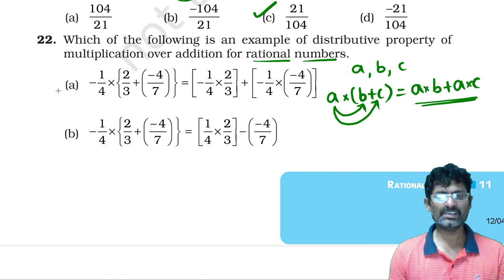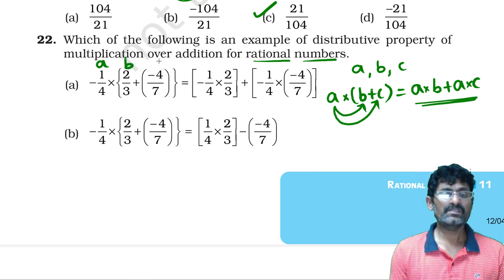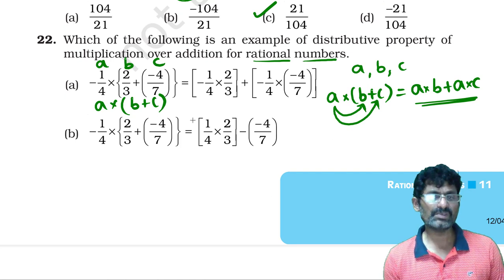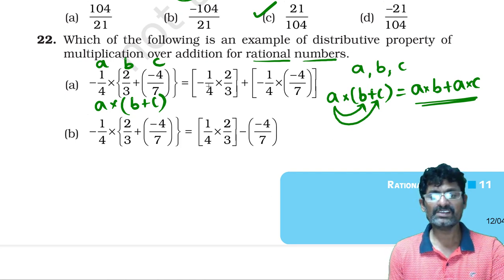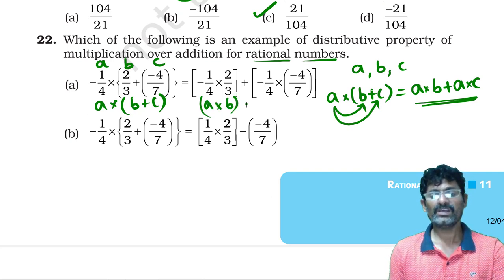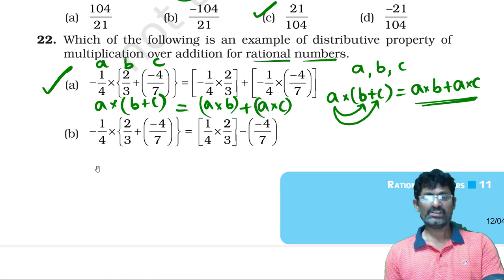Now first one, let us take A, negative 1 by 4, let us take this one as A, 2 by 3 as B, then this is C. It looks like A times B plus C. So we can write A times B plus C, that is left side value, and right side value let us check. Negative 1 by 4 is A, so A times 2 by 3 means B. Okay, then plus negative 1 by 4, again we have A times negative 4 by 7 is C, so A times C. Now clearly this is nothing but distributive property. So option A is correct. Let's move on to next problem.